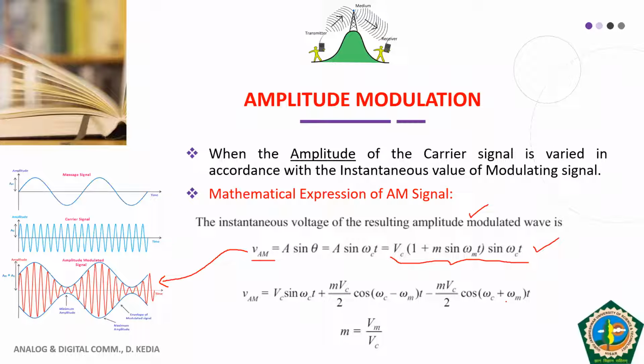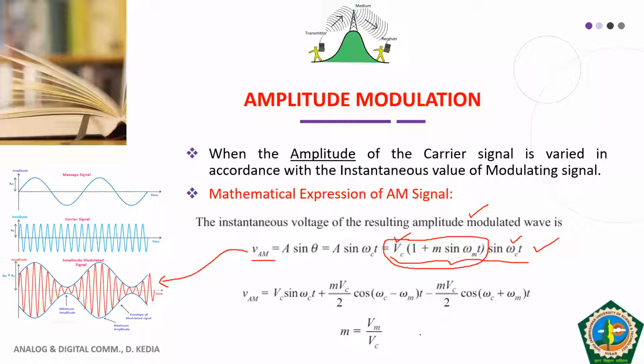I had clarified that in this expression of the amplitude modulated wave, Vc into (1 plus m sin omega m t) is the amplitude envelope of the instantaneous value of the amplitude of the AM signal, and the carrier frequency remains the same in AM, that is omega c.